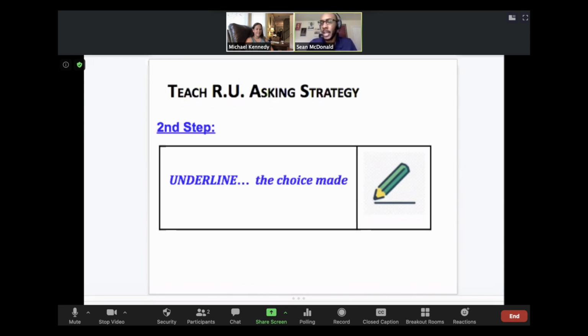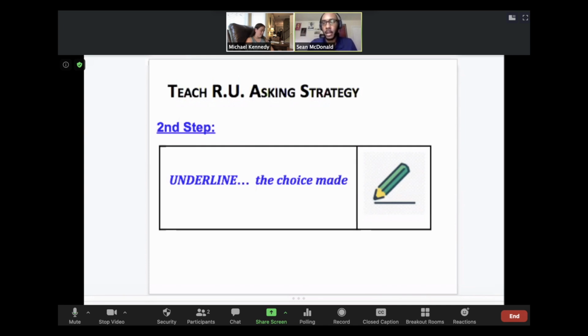Okay, what are you underlining exactly? The choice made. You're underlining the choice made, exactly, the choice that the character makes. This is where you will be able to easily spot the most important event in the story. When a what is made? The choice is made. When the choice is made, excellent. And what will you do once you found where the choice is made? What are you going to do with your pencil?